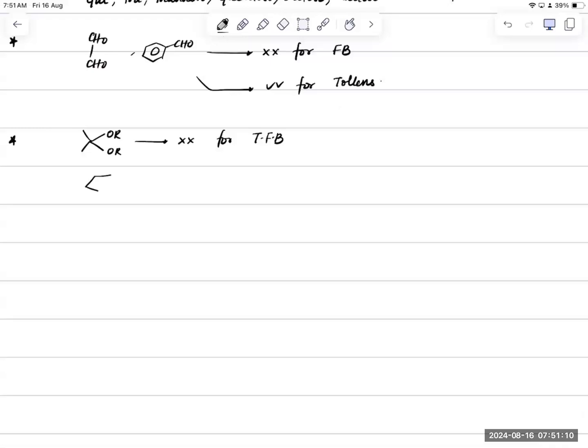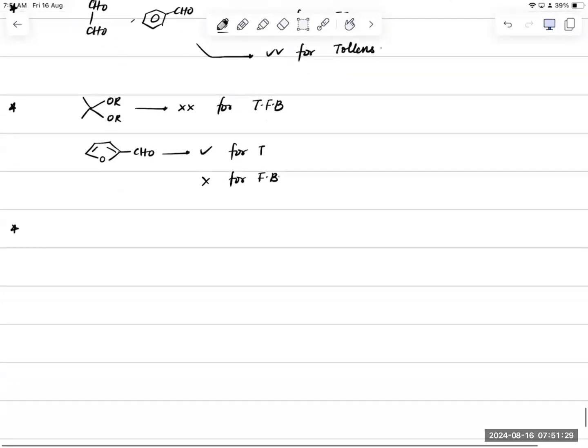Furfural, if you notice, is again similar to benzaldehyde, CHO like this. So this gives positive test for Tollens, negative test for Fehlings and Benedict, which is similar to that. So remember, these are the ones.